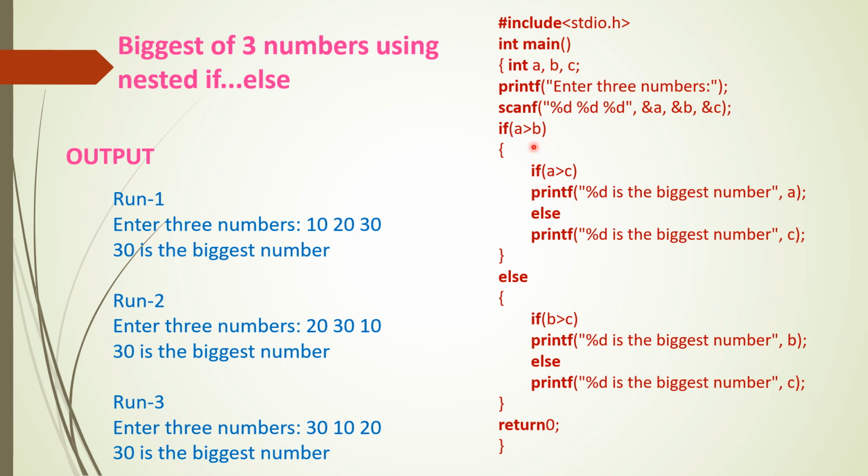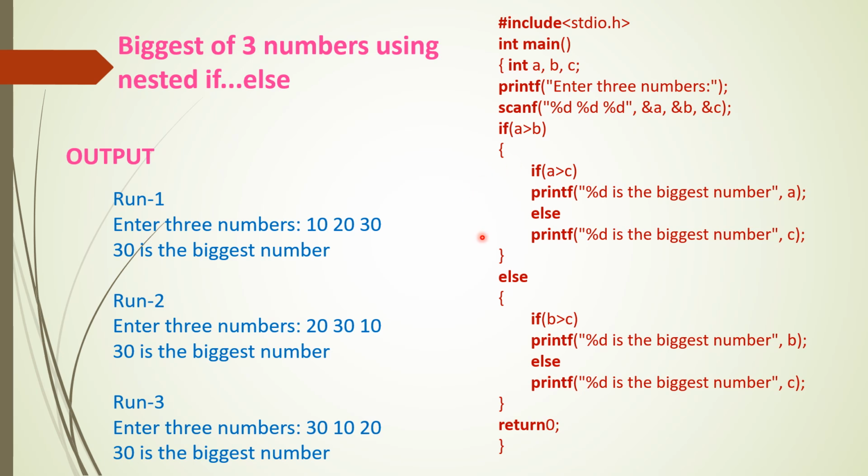In case I have the reverse scenario, 30, 20 and 10, a greater than b, then the condition is true, so it enters inside the loop. Now I'm going to check the second condition, a greater than c. Yes, 30 is greater than 10, obviously it will enter this loop and print the number I have in a. So again it will be 30.